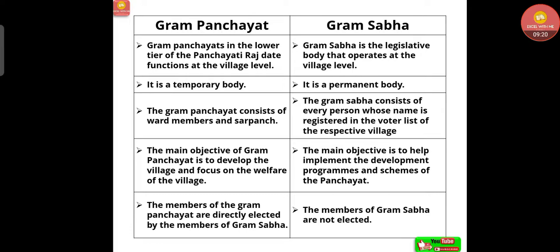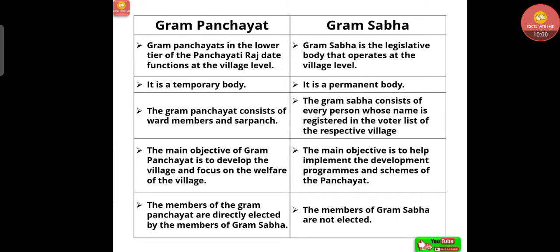Now, let us understand quickly before winding up the difference between Gram Panchayat and Gram Sabha, very important. Gram Panchayat is the lower tier of the Panchayati Raj and functions at the village level. Gram Sabha is the legislative body that operates at the village level. Gram Panchayat is a temporary body, Gram Sabha is the permanent body. The Gram Panchayat consists of ward members and Sarpanch. The Gram Sabha consists of every person whose name is registered in the voter list of the respective village.